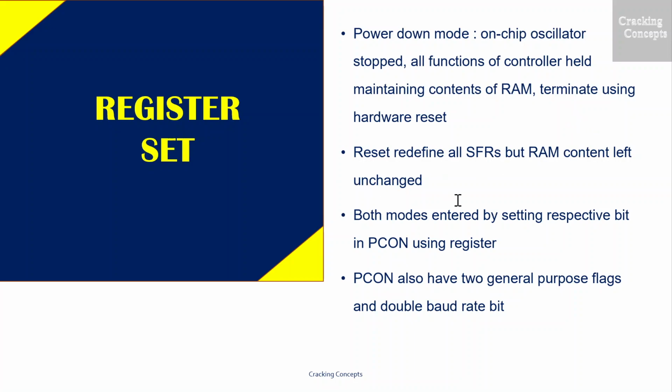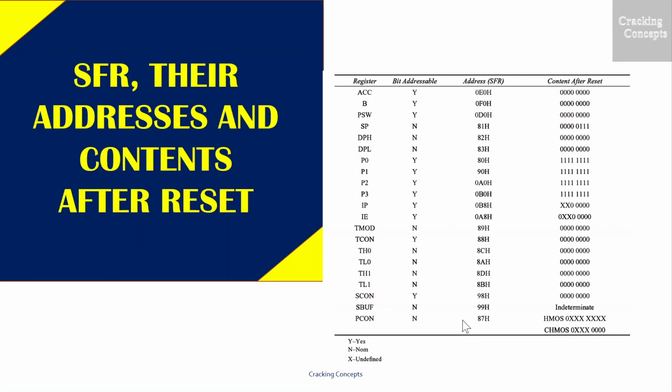Both these modes can be entered by setting the respective bit in an internal register called PCON register using the software. PCON register also contains two general purpose flags and a double baud rate bit. The table on the right shows the SFR registers along with their addresses and contents after reset.